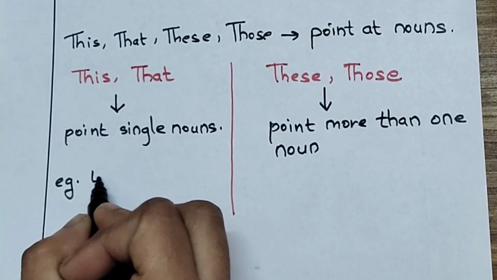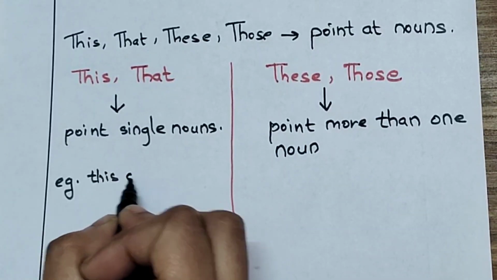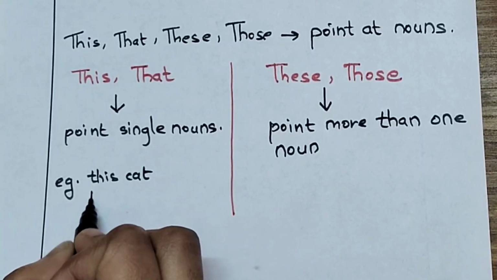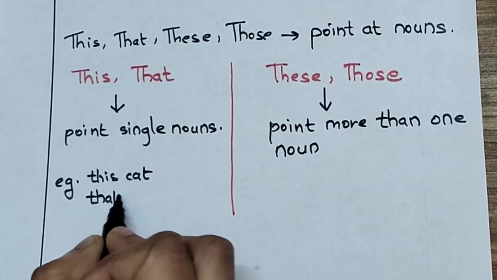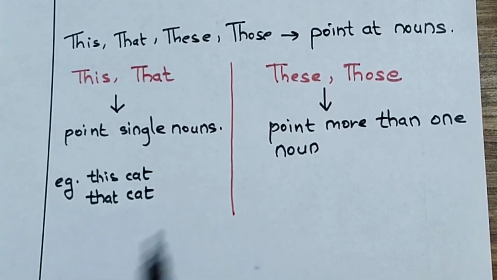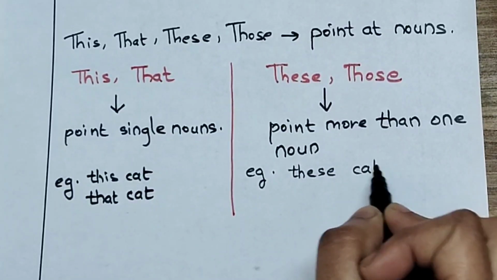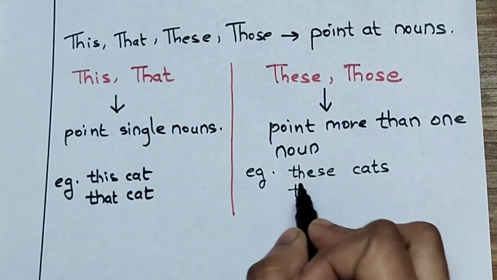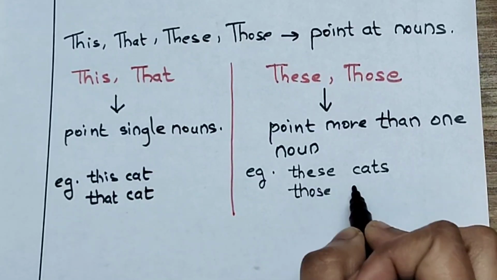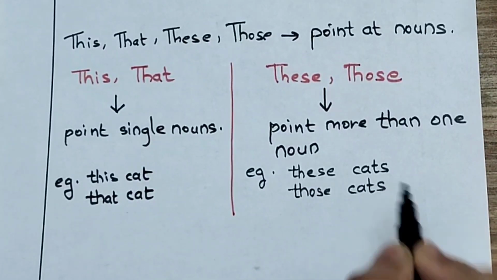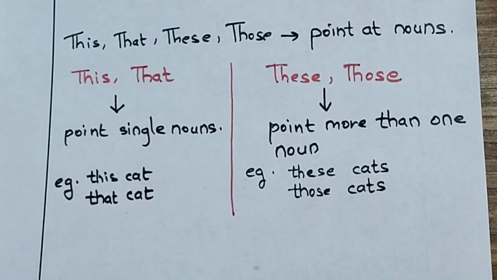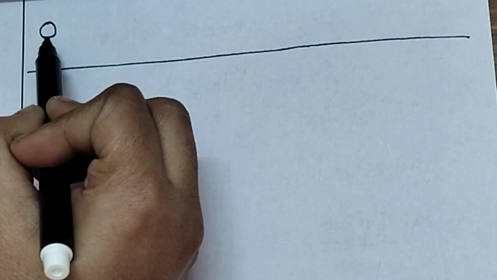For example, when we say this cat and that cat, we are pointing at only a single cat. And when we write these cats and those cats, we are pointing at more than one cat, which may be 2, 3 or more. Now let us learn the difference between all these four words.